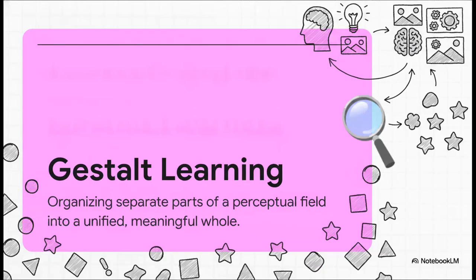This directly translates to how we acquire knowledge. Gestalt theory basically says that learning happens when we organize the separate parts, the stimuli, of our perceptual field into a unified, meaningful whole. Instead of mechanically cramming isolated facts the night before a test and just crossing your fingers, hoping they stick, true learning actually happens when we actively organize those individual data points into one cohesive picture. If the pieces don't connect into a broader whole, well, learning hasn't really happened.